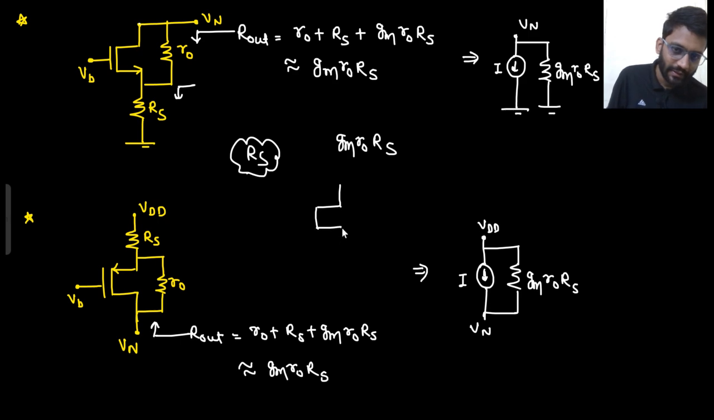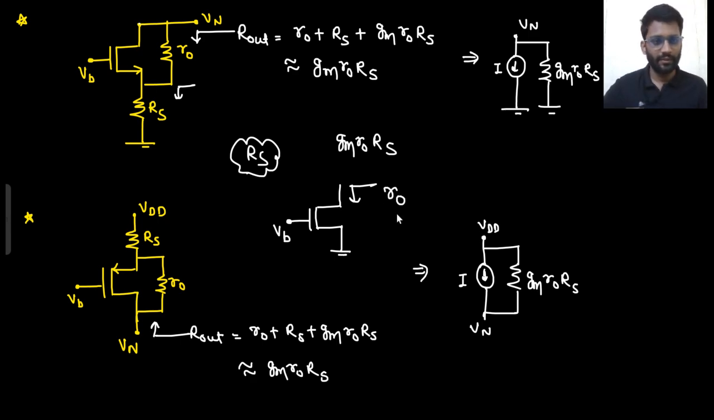This, and this. VB. What will be the impedance from here? That will be r0, right? Now don't say, sir, connect one more Rs here. So impedance will be higher. But we don't want to use this many elements.